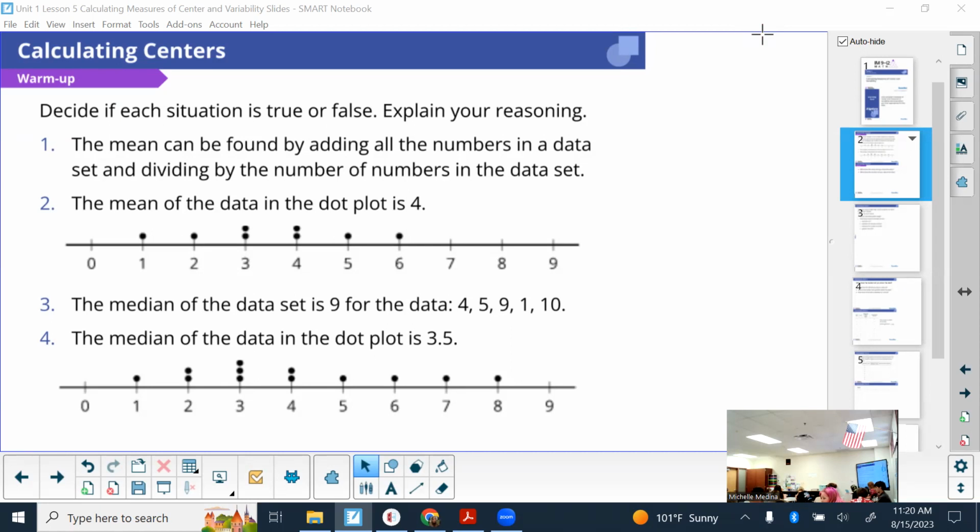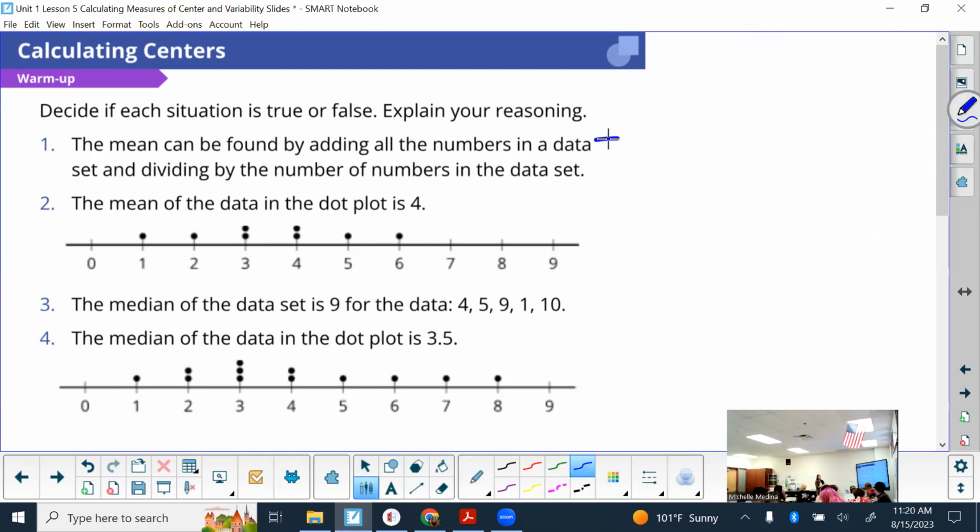Table 3. What did you say for number 1? The mean can be found by adding all the numbers in a data set and dividing by the number of numbers in the data set. Oh, just kidding. Sorry. My bad. Just kidding. Is that true? Is that false?